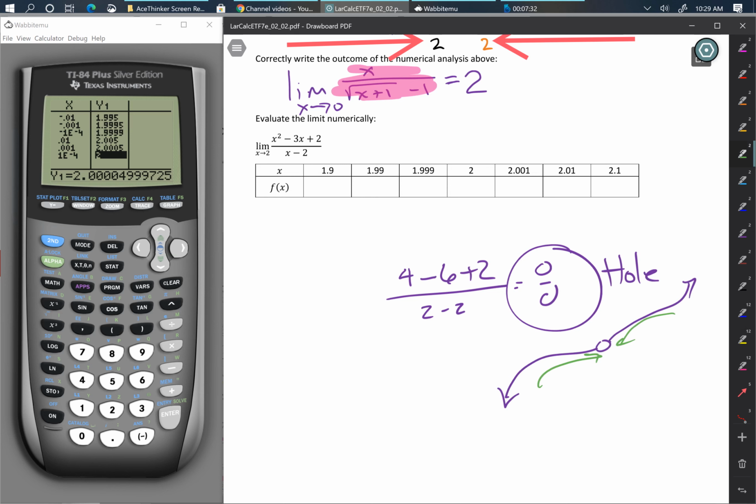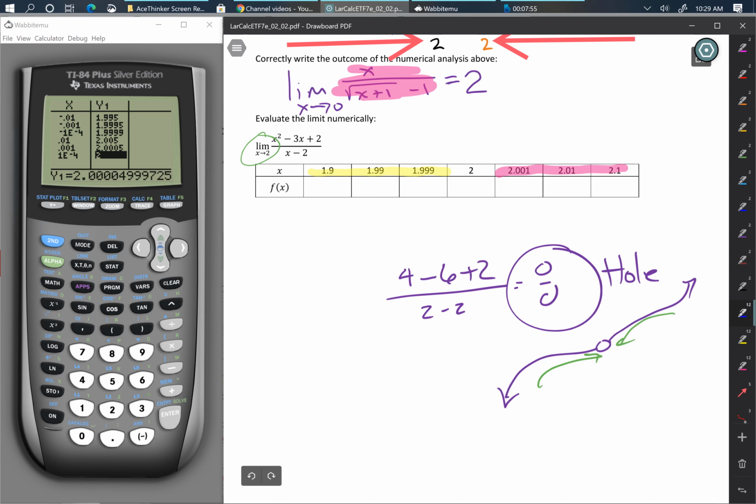Right? How did I know to plug in 2? Oh yeah, the limit told me to use 2. Now I've got the table set up for me. You'll see that we're going to use 1.9, 1.99, 1.999 for numbers to the left of 2 on the number line. We'll be using 2.1, 2.01, and 2.001 for numbers to the right of 2 on the number line.